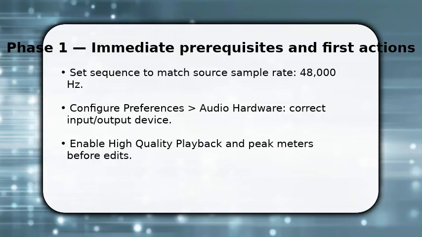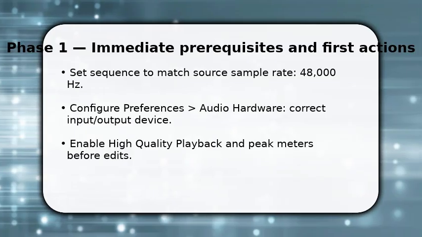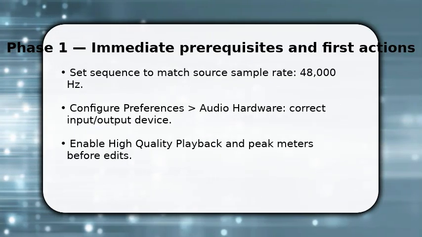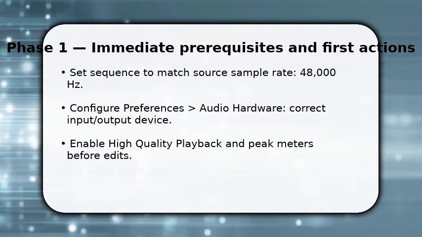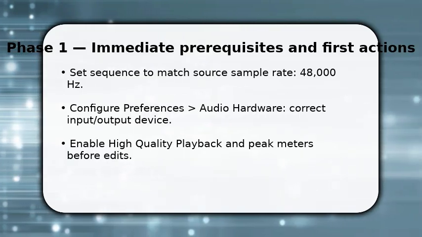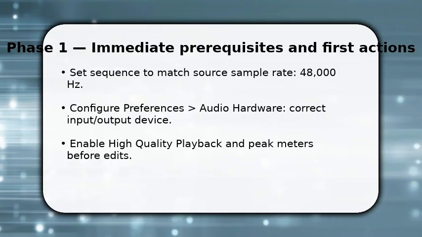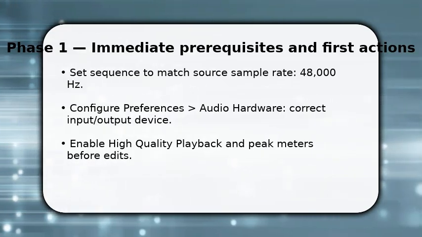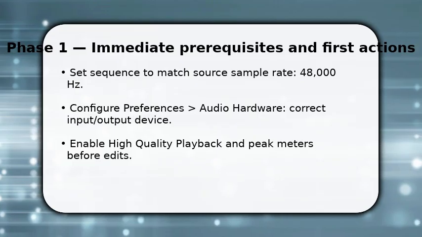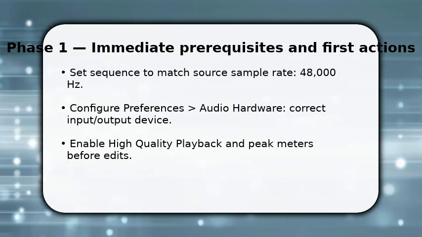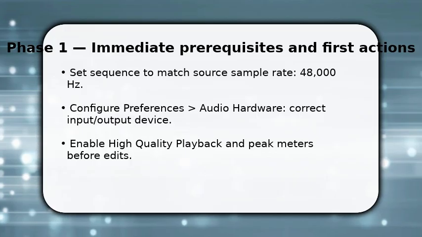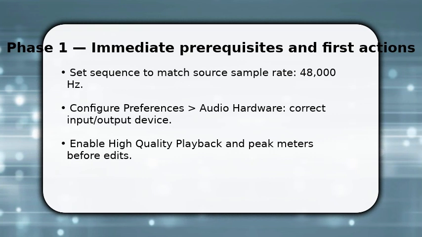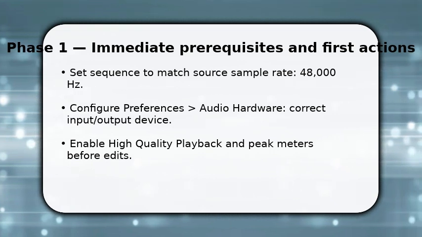You start by aligning sample rates and I/O so you aren't fighting mismatches. Open project settings and set the sequence to 48,000 Hz if your files use that rate. Once done, go to Preferences, Audio Hardware, and choose the correct input and output device. Make sure high-quality playback is active and monitor levels with the meters. This prevents resampling artifacts and routing errors, and it gives you a clean baseline to perform the next steps effectively.